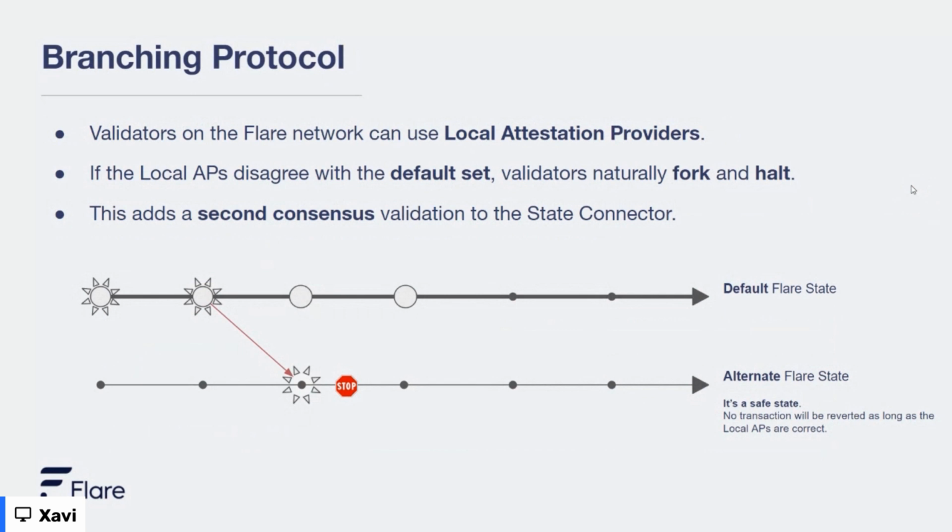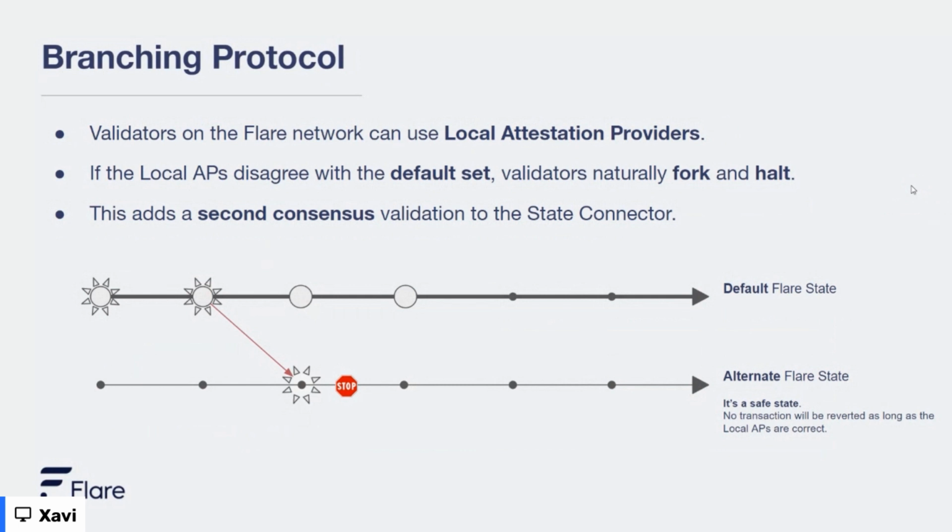So all the validators on the Flare network use the same set of attestation providers. All the copies of the state connector smart contract running on the Flare network send the queries to the same attestation providers. As the owner or operator of a Flare validator, you have the option to add local attestation providers to your list. So if you've got an attestation provider that you trust, maybe because you run it yourself, you can add it to the list of attestation providers, and it will become a local attestation provider.